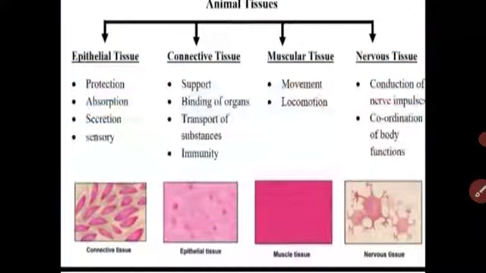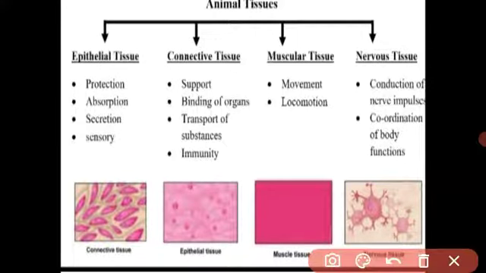So you know, students, what is meant by tissue? Tissue is a bunch of cells together that perform a particular function. It's called tissue. We have seen in my previous video there are four types of animal tissue: epithelial tissue, connective tissue, muscular tissue and nervous tissue. As per their structure and function, the animal tissues are divided into four types.